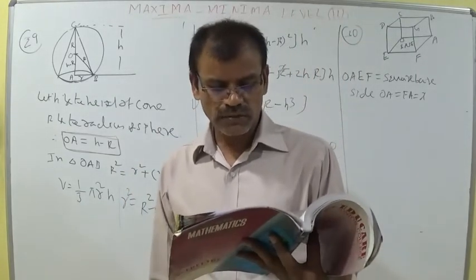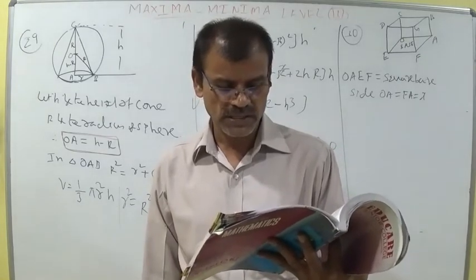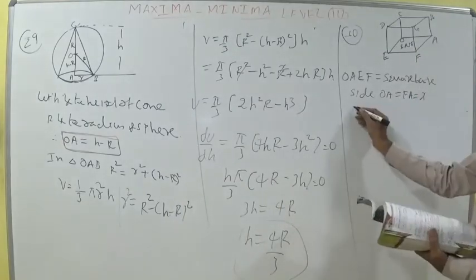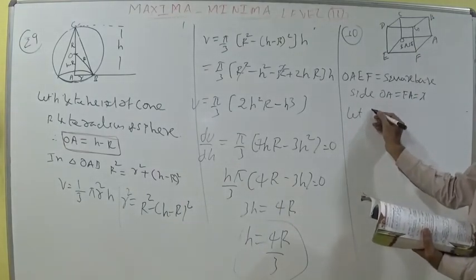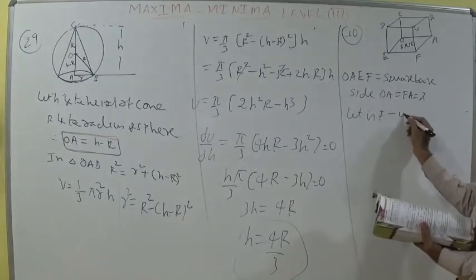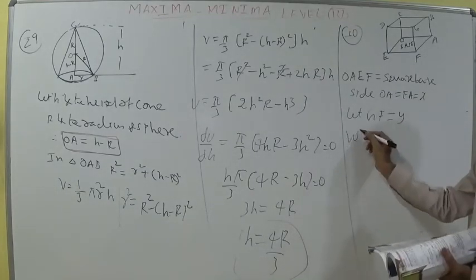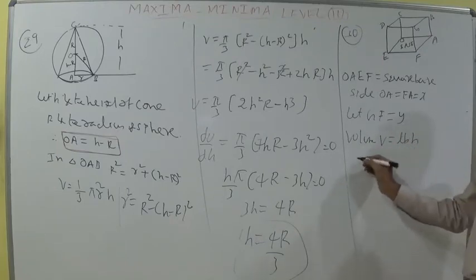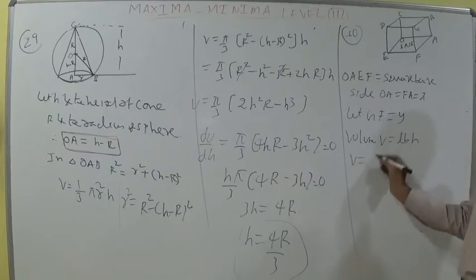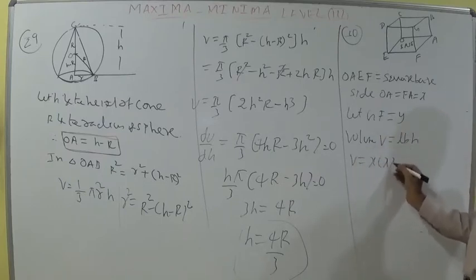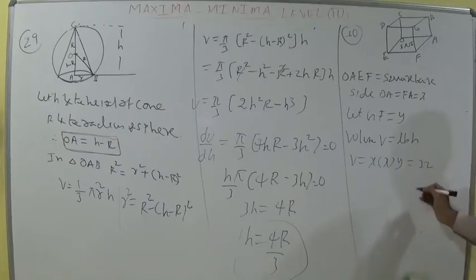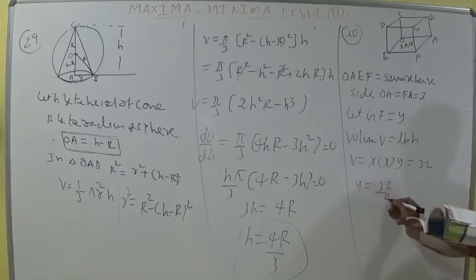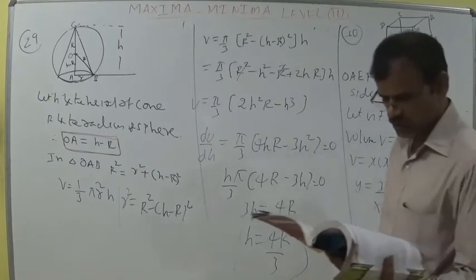An open rectangular tank with a square base and 32 cubic centimeters capacity has least surface area. So this is separate, different. Let GF or AB or anything be equal to Y. Volume formula V is equal to LBH, but it is a square base. So this is X and this is Y. X square into Y he has given as 32. Now you can write here Y is equal to 32 by X square.